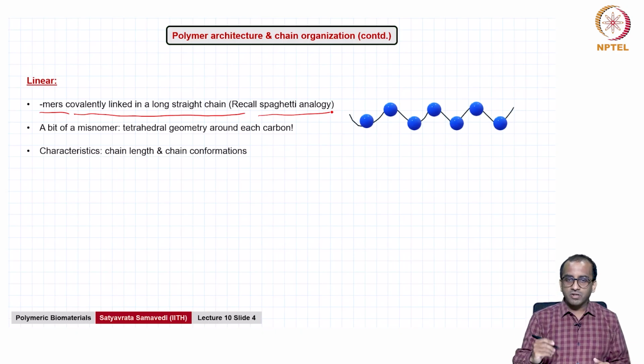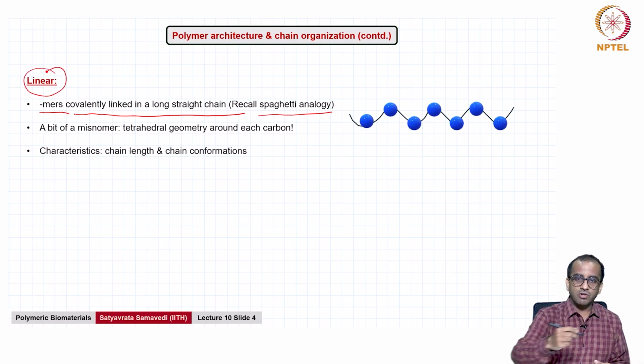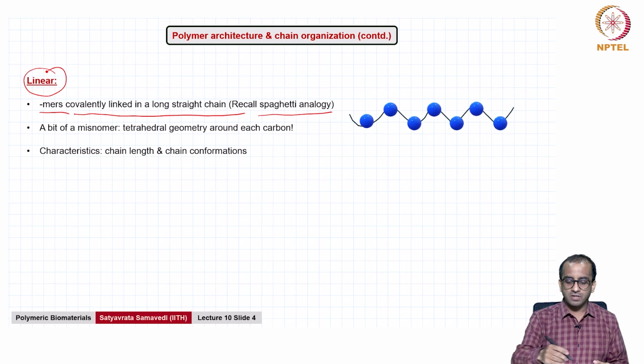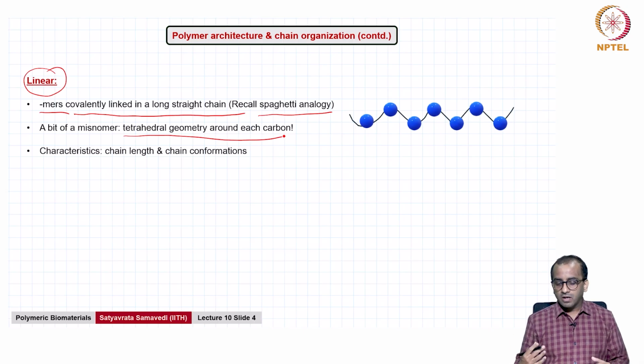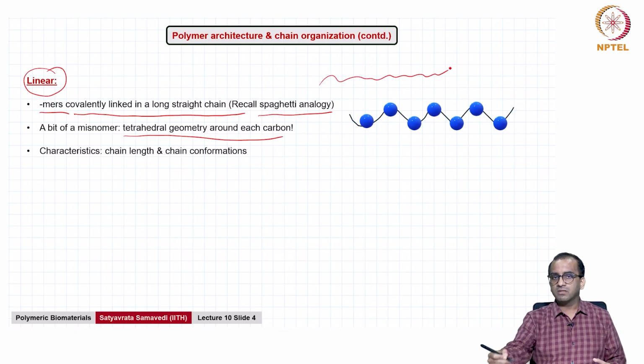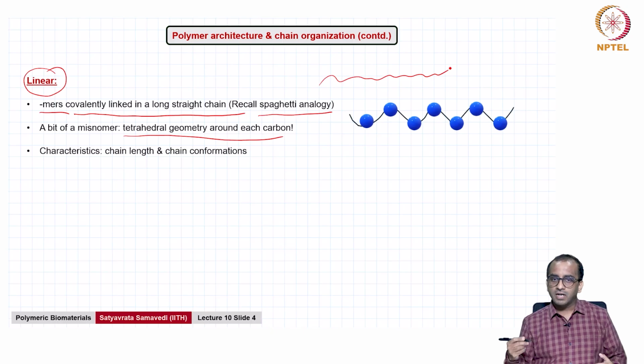What's ironical though is the word linear itself is a bit of a misnomer, because you have to remember that there is a tetrahedral geometry around each carbon atom, right? For a hydrocarbon chain, you have a tetrahedral geometry. So the word linear itself is a bit of a misnomer, and typically when we depict polymers, we depict them as this. To us, this would be what we call linear, and the word linear here must be understood in the context of the fact that there is no branching in it. That is what we typically mean when we say linear.